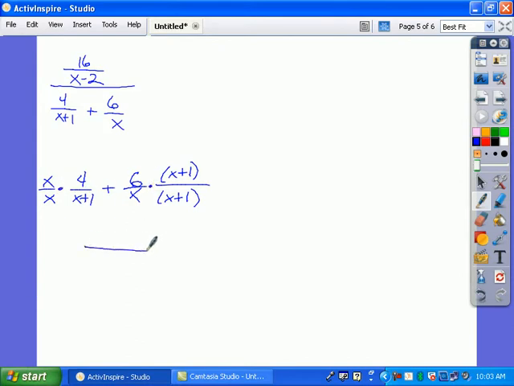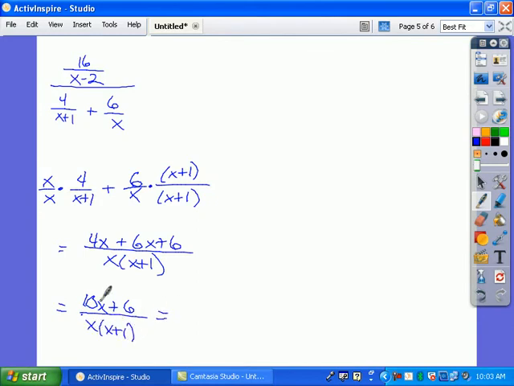And now we can write this as 4x plus 6x plus 6, which is 10x plus 6 over x times x plus 1. And the last piece of this is the 10x plus 6 factors by pulling out a 2. And so it gives us 5x plus 3 all over x plus 1. But remember, all we've done is we have simplified the denominator of this big fraction. Right, so all we've done is taken this guy, and instead of having two fractions, we've written it as one.